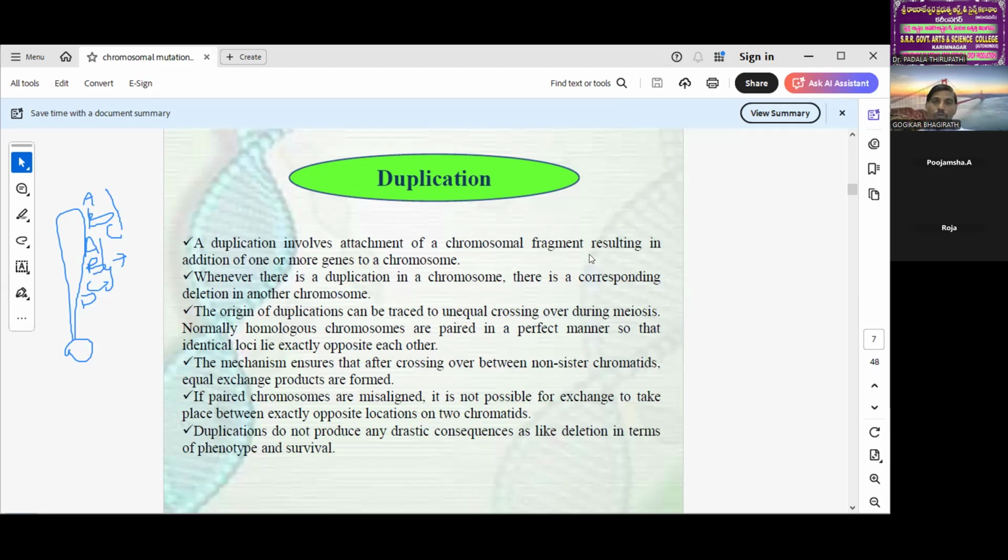So the chromosomal fragment, how is it possible? One chromosomal fragment is detached and added to the homologous chromosome at exactly the terminal position, or maybe it is attached in the intercalary position, then we can get more genes in that chromosome.